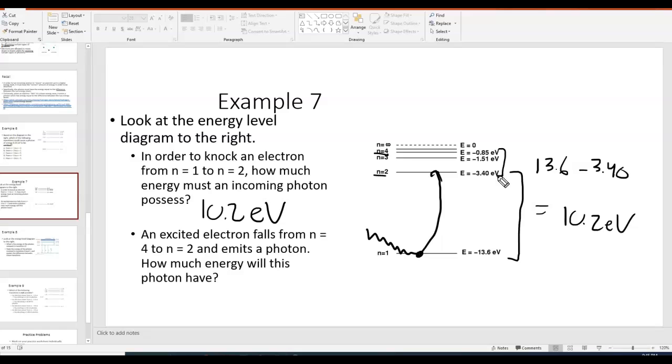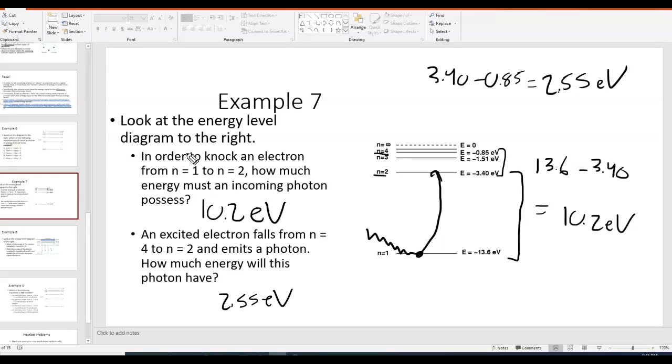I want the gap size between those two energy levels. So that's going to be 3.4 minus 0.85. Again, forgetting the minus signs, because the minus signs do nothing for me. All I care about is the size of the gap between the two energy levels. So that should be 2.55 electron volts, and so that photon is going to be emitted because it's going down from a higher energy level to a lower energy level.